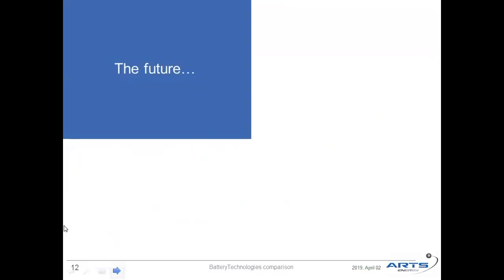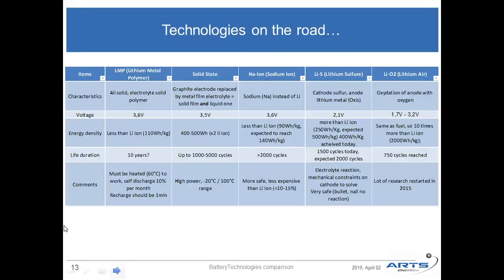And then just to finish our presentation, we want to show you what the technologies on the road today for tomorrow are. We have different technologies that are already used today, such as lithium metal polymer. This is a technology that uses a lithium metal product, but it must be heated to be functional. So this is something running.